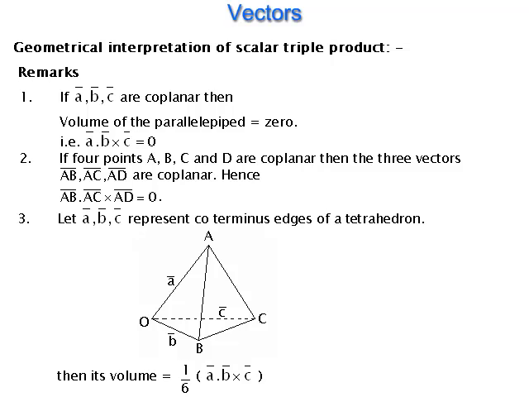Number 3. If a bar, b bar, c bar represent coterminous edges of a tetrahedron, then its volume is 1 upon 6 times the box product a bar dot b bar cross c bar.